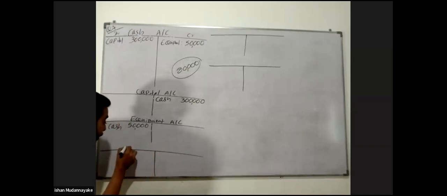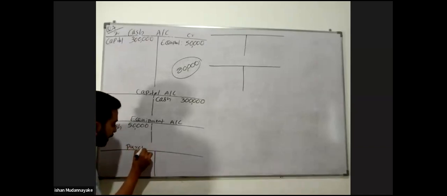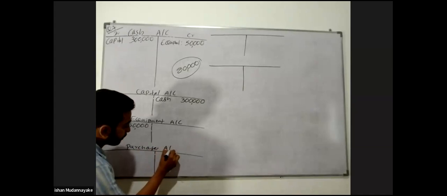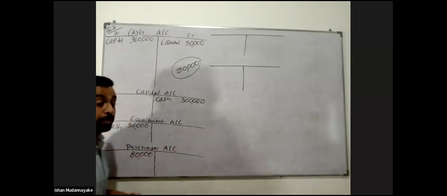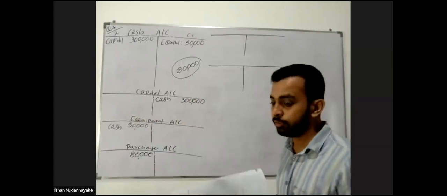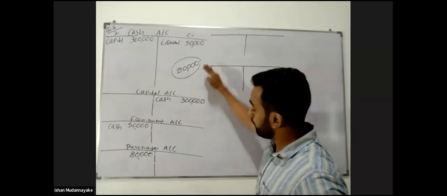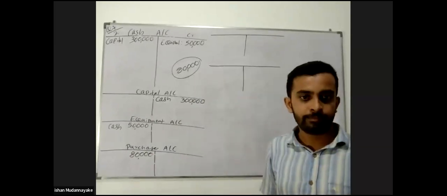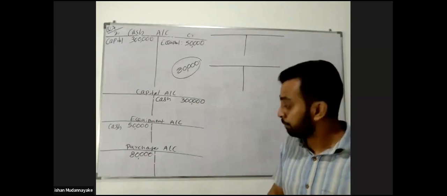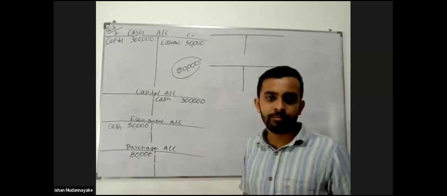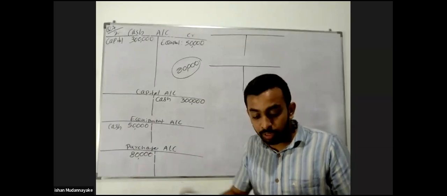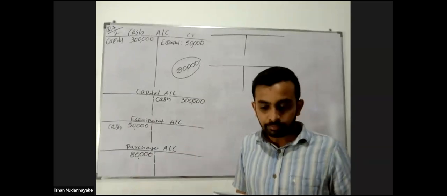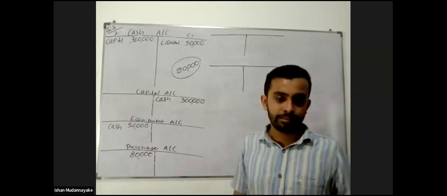Then purchase account debit. You need to open a separate account. Purchase account debit 80,000. If you purchase on cash basis, how to record? Cash book credit 80,000, purchase account debit 80,000. But here, you have purchased on credit basis.